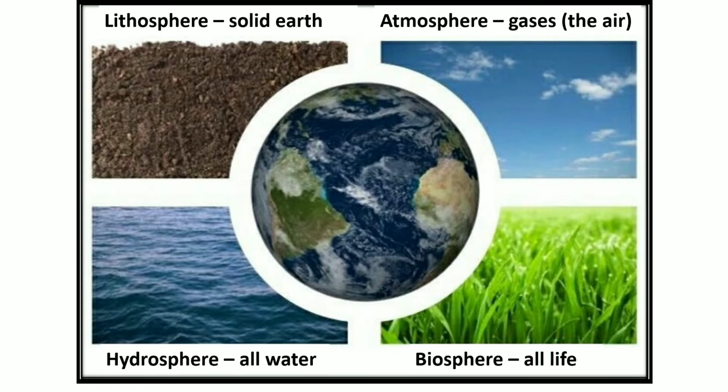So the entire earth is divided into four major spheres, and it is because of the transformation undertaken by the earth that the four main spheres emerged, and this is how the earth was formed.